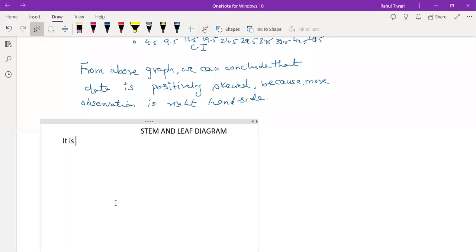Write down: it is used for grouped data. Sorry, it is used for ungrouped data. So when we have ungrouped data or raw data, one may use this stem and leaf diagram.